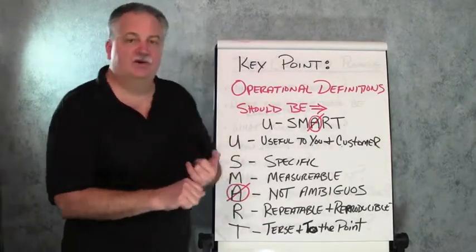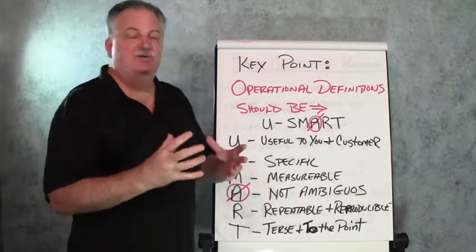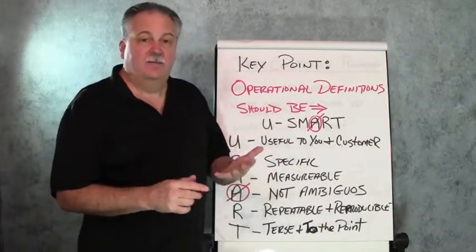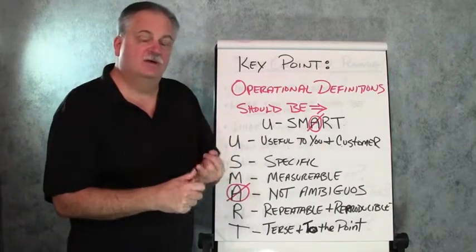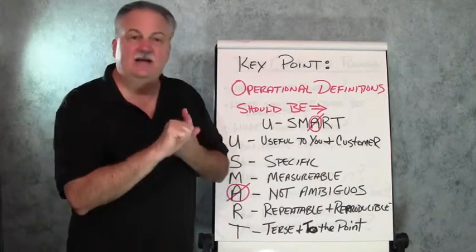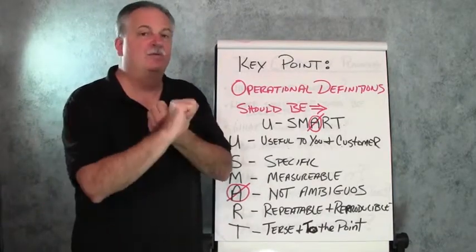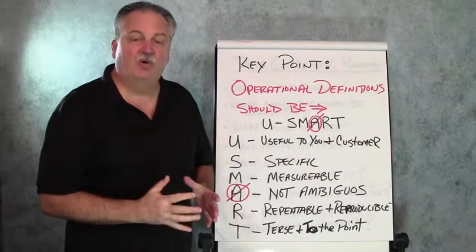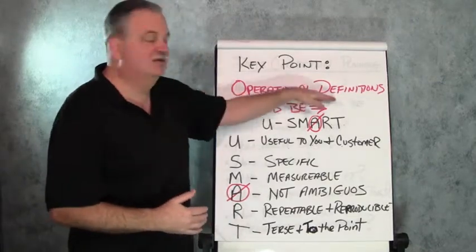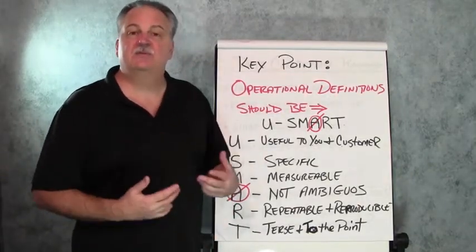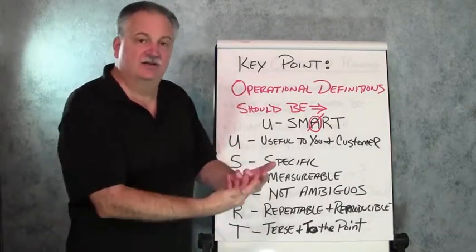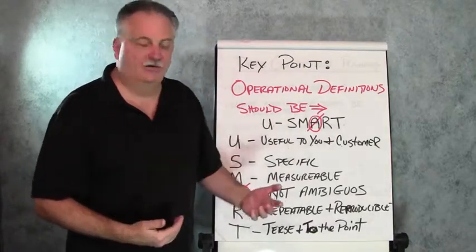A key point about operational definitions: they should use the acronym, and this is one I created, USMART. Useful to both you and the customer. It has to be specific. It has to be measurable. It is not ambiguous. It has to be repeatable and reproducible and terse and to the point and understandable by all. That's USMART. And if our operational definitions are USMART, we'll be able to use them successfully, and we'll get good data so that we'll end up with good analytics. Garbage in is garbage out.